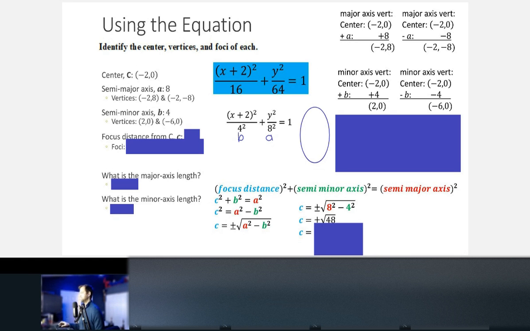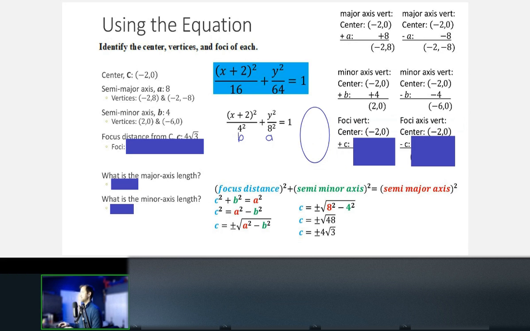4 radical 3. So that's your C value. Okay, so then from the center, which is -2, 0, I will be adding and subtracting 4 radical 3. Now, am I going to add or subtract 4 radical 3 to my x or my y coordinate part?